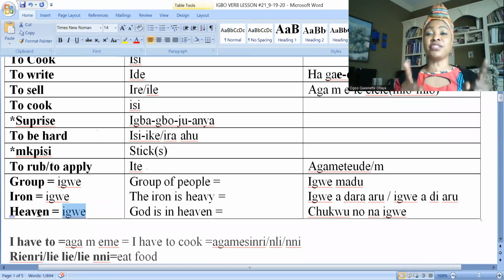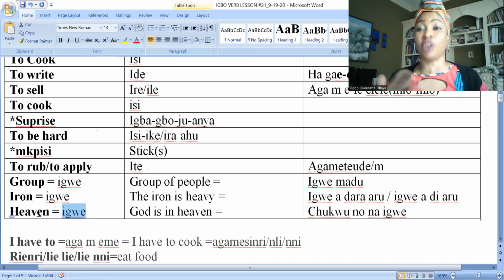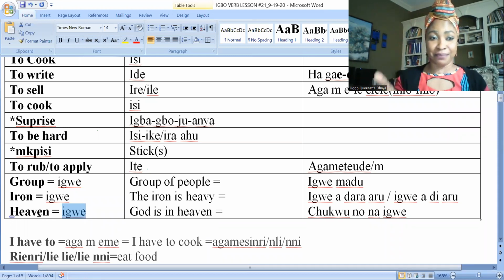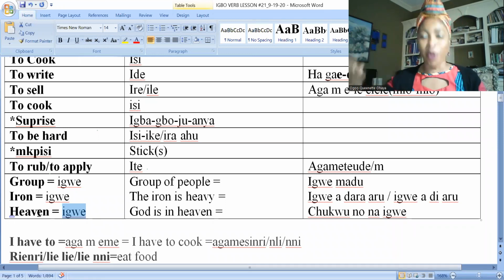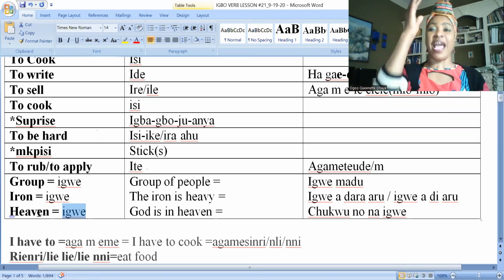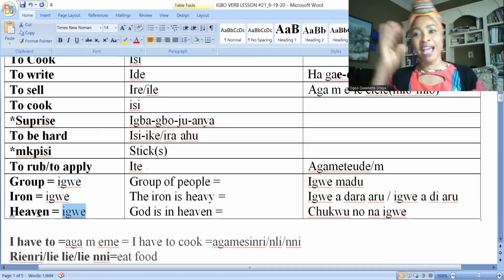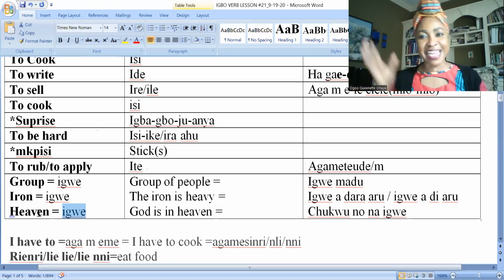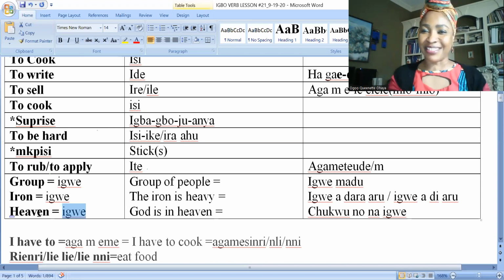So I'm going to see who is going to be able to tell me the difference. Who will be able to pronounce all three of them. Pay attention again. Group, igwe. Igwe. It's low, low. Iron, igwe. Heaven, igwe. Okay, so let me see who's going to try.